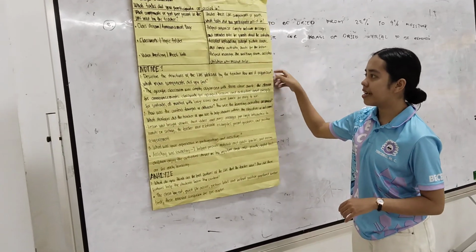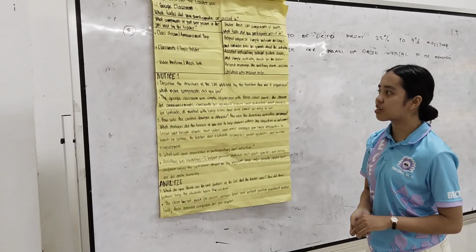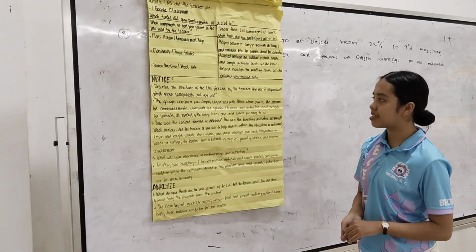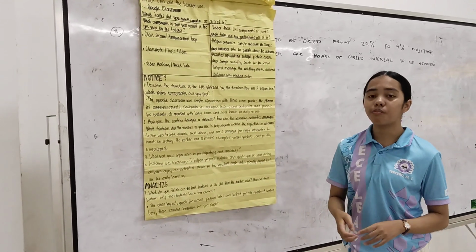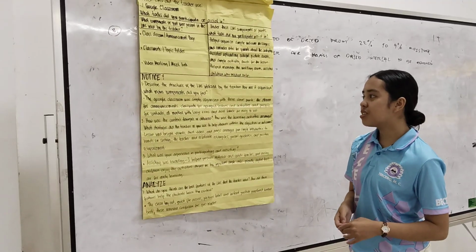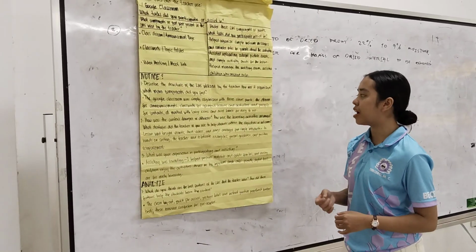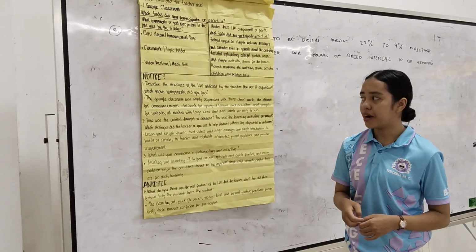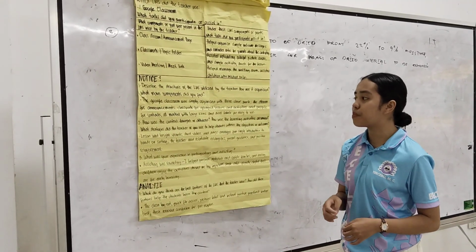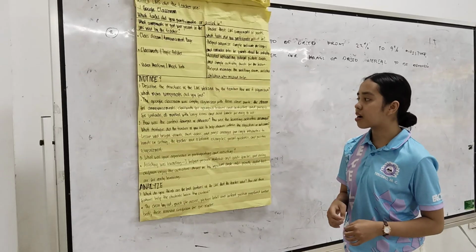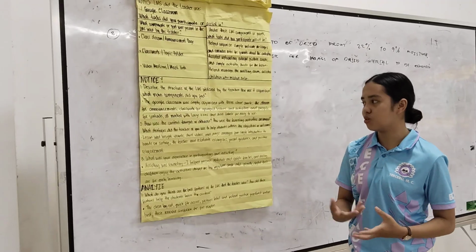So next activity is the notice. First question is describe the structure of the LMS utilized by the teacher. How was it organized and what main components did you find? So my answer is the Google Classroom was simply organized with three clear parts: the stream for announcements, classwork for group lessons and activities, and people for contacts, all marked with large icons and short labels for ease of use.